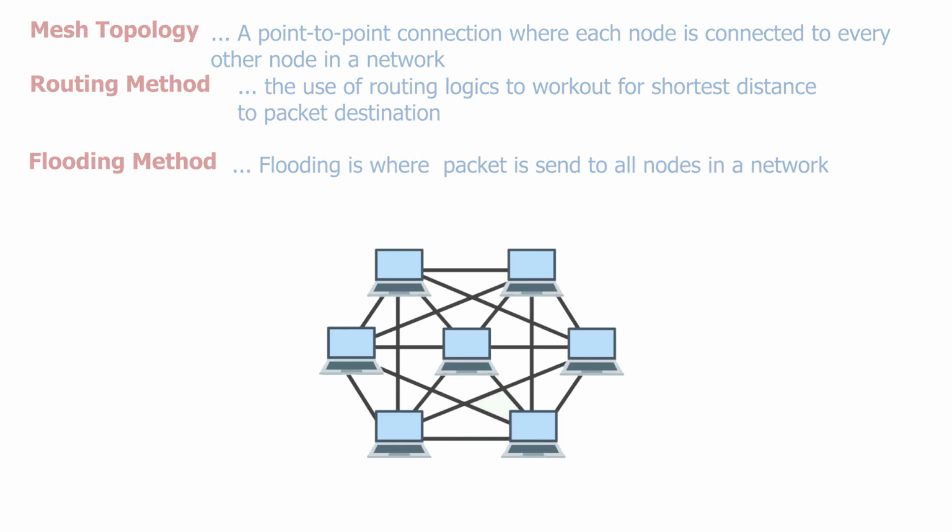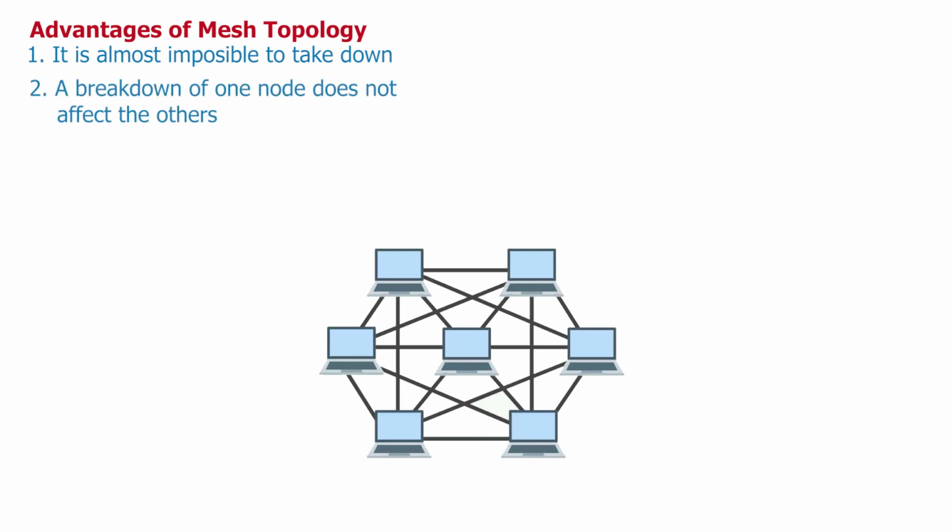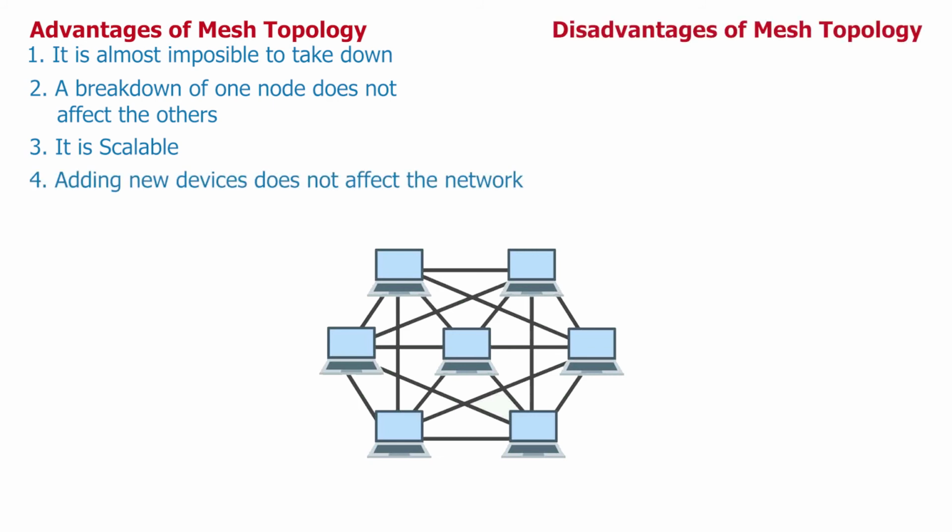To talk of advantages of this topology: 1. This network is almost impossible to take down. 2. A breakdown of one node does not affect the others. 3. This network is scalable. 4. Adding new devices does not affect the network.